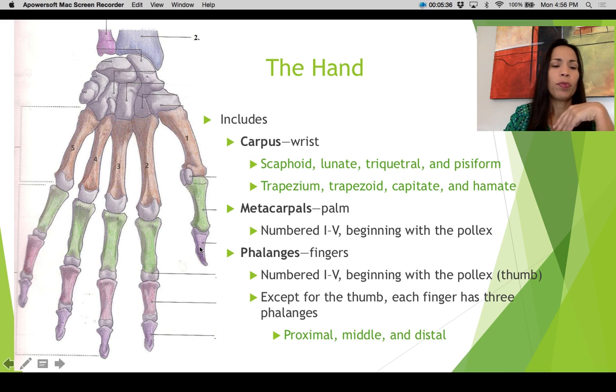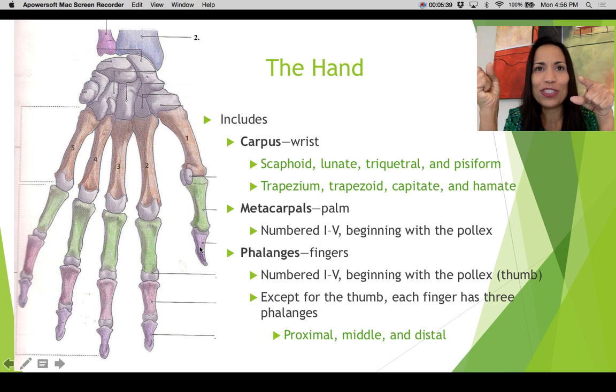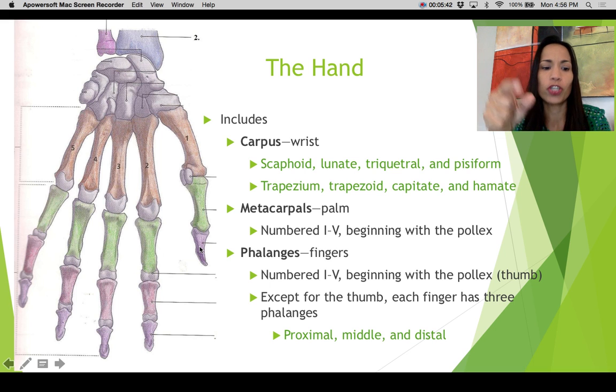That's it with the upper limb. So in the next video, we're going to start describing the pelvic girdle.